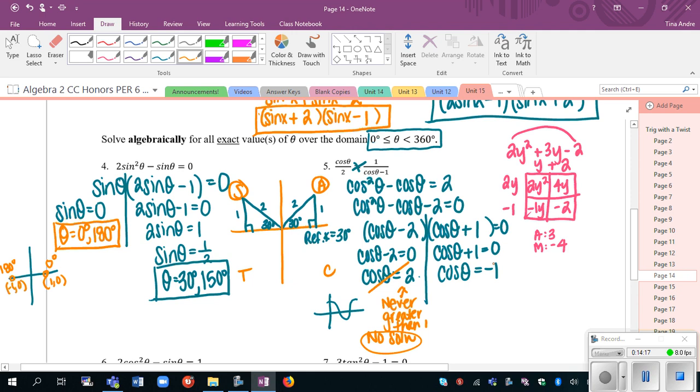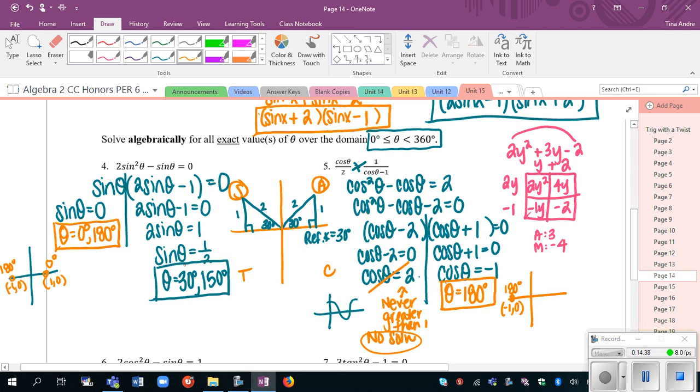So now we only need to focus on the right-hand side here. Since it's a -1, I'm looking for an x value of -1, which is going to be on my unit circle, and it's going to be at 180 degrees. And that's the only place, so theta is equal to 180 degrees. That's the only solution here.